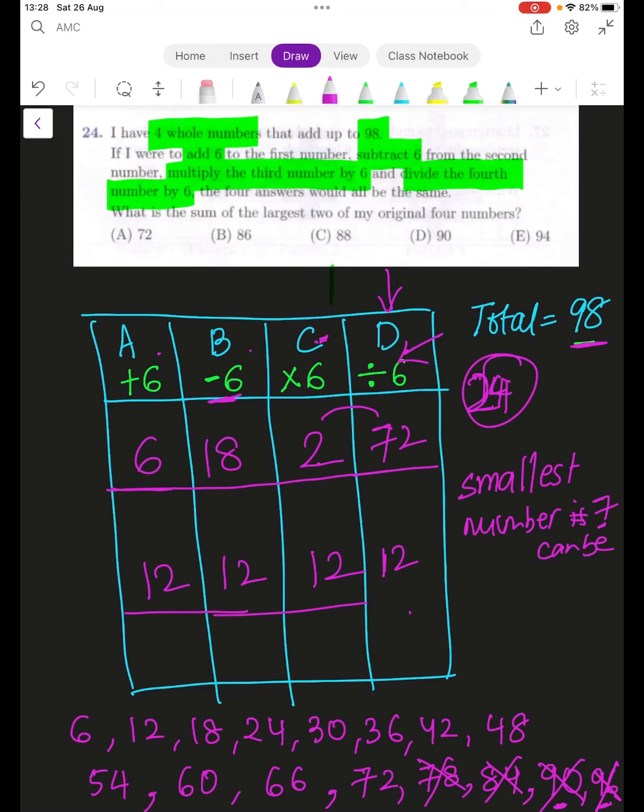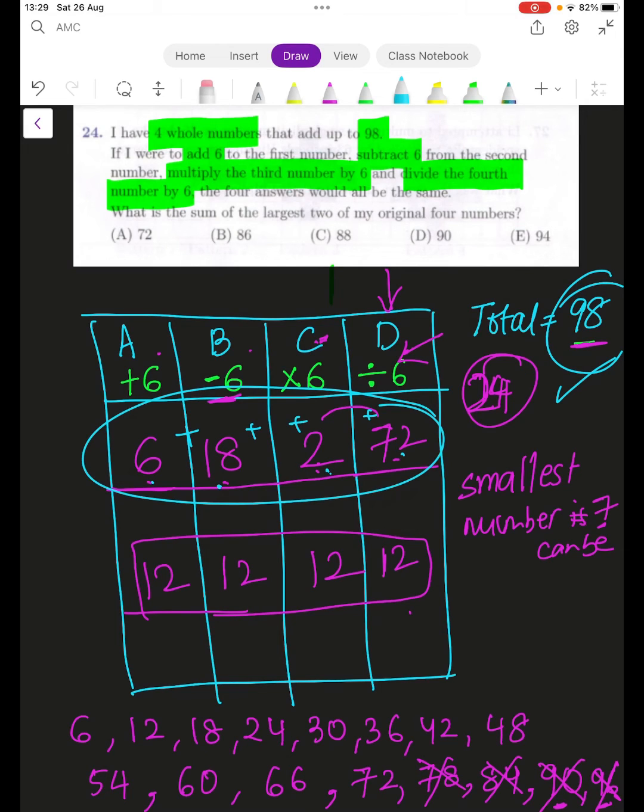If I have a 6 here, that can add 6 more, and that will be 12. So I do get the same answers here if the numbers were 6, 18, 2, and 72. Now the only thing left for us is to add them and check if they give us the same number. 72 plus 2 is 74, 74 and 6 is 80, 80 plus 18 is 98, and we found out our answer. These are the numbers which will work for us.